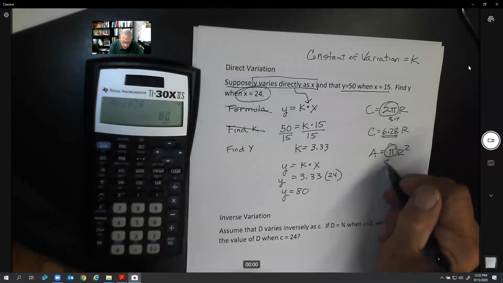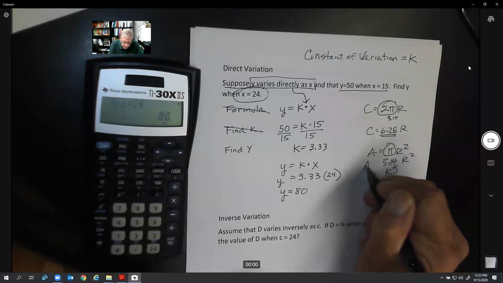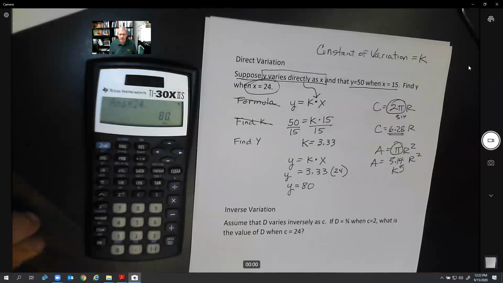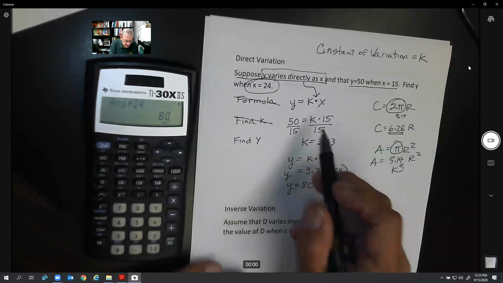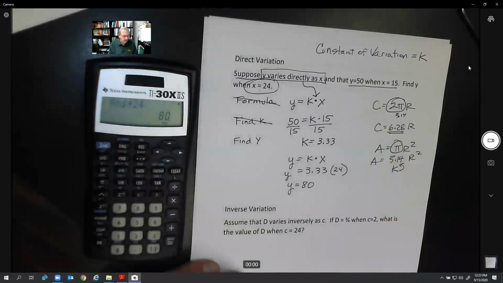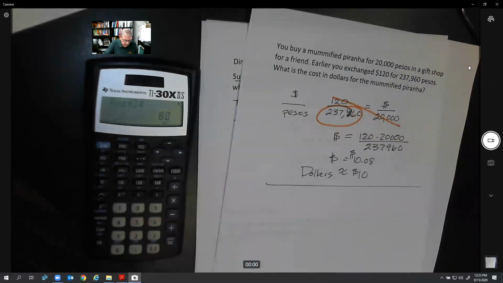Pi, 3.14, is our constant of variation. R squared A. So we do use it a lot in formulas that we're probably not used to seeing, but we actually have a constant of variation, and we use it. So, most of the time it's easier to write this as a direct proportion, but I'm going to show you how it works on this problem right here. Let's take a look at this one again.